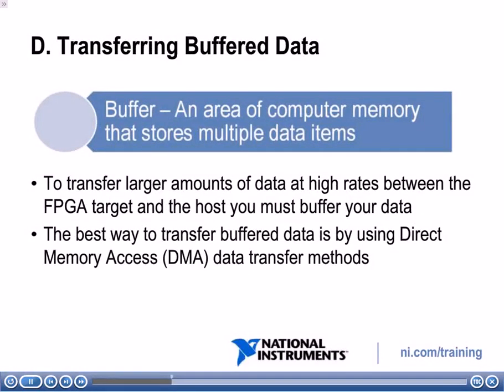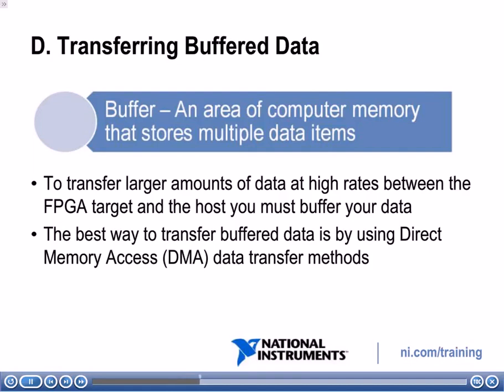So in this section, we're going to be talking about how you transfer buffered data from your FPGA to your host VI, or the opposite way, from your host VI to your FPGA VI. Okay, so right now let's talk about what a buffer is. For now, let's call it an area of computer memory that stores multiple data items. If you want to transfer large amounts of data at a very high rate between your FPGA target and your host, you're going to need to buffer that data.